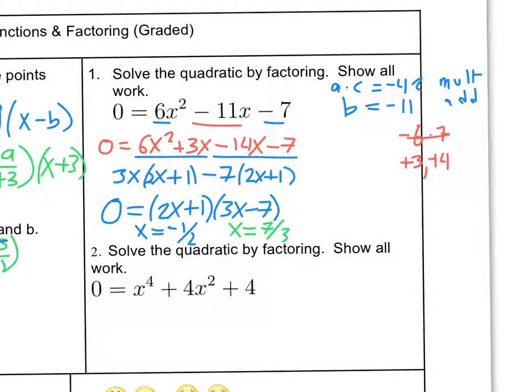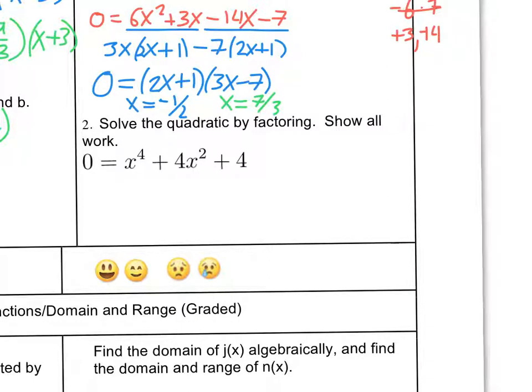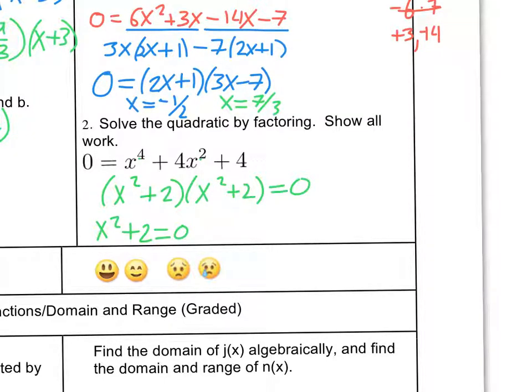For number 2, this is quadratic-like because we've got 4 and then 2 for powers. And this one factors pretty quickly into x squared plus 2 times x squared plus 2. Okay, both of these are the same. So if we get x squared plus 2 is equal to 0, that means that x is equal to plus or minus the square root of negative 2.